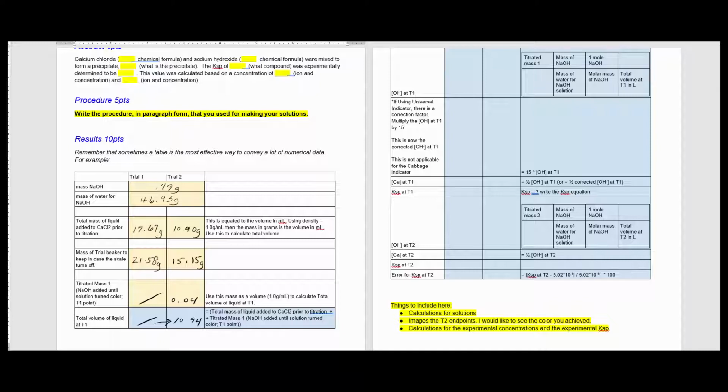I tried to make it apparent and then I screwed it up. So the yellow cells are cells you need to record. Again, if you have a Cabbage Indicator, you're not going to have a titrated mass 1 or a total volume of 1. You're only going to work with the 2s.